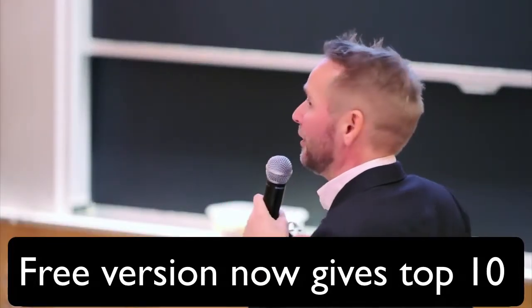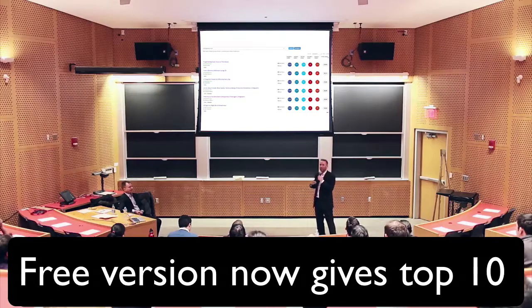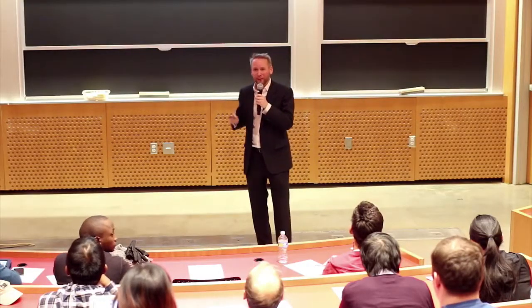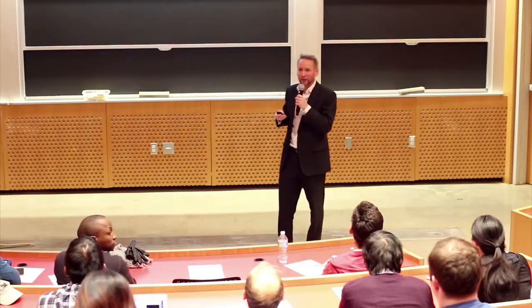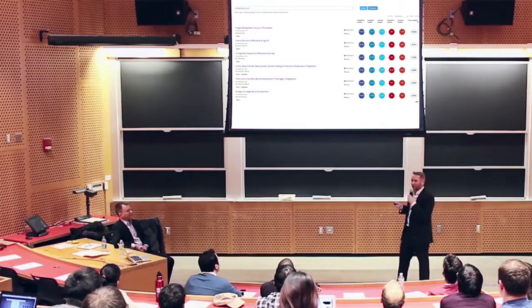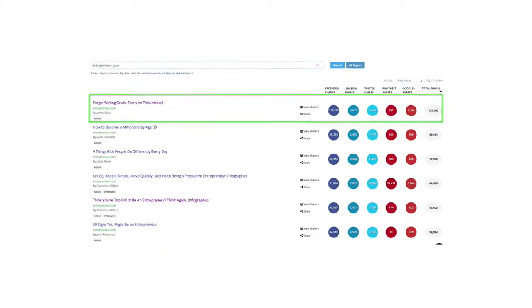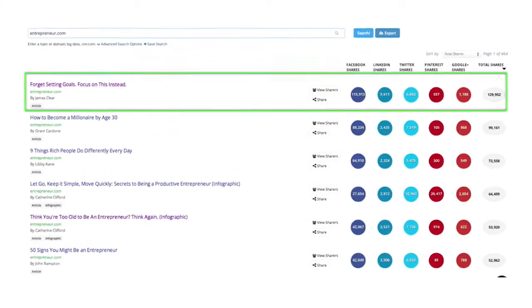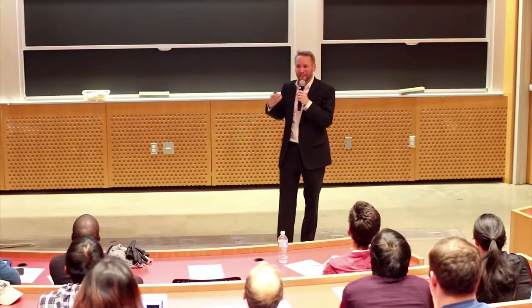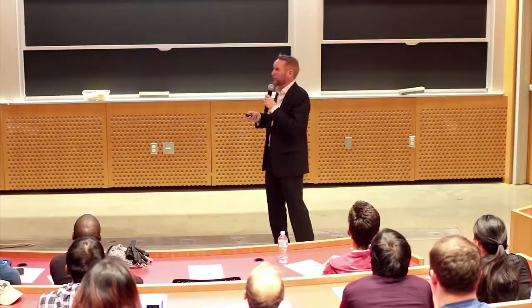And what it does is it analyzes how much engagement there has been. So how many shares on Facebook, LinkedIn, Twitter, Google+, etc. So as you can see there, the top one has had just about 130,000 shares. So this is of interest to me. If entrepreneur.com is my competitor, I want to know what is engaging their audience.